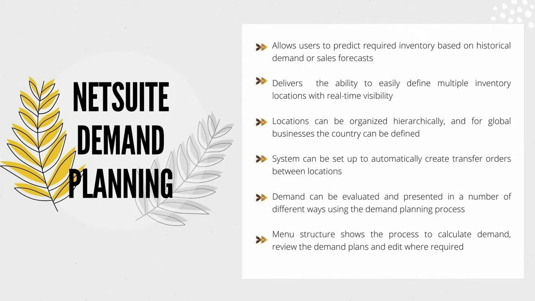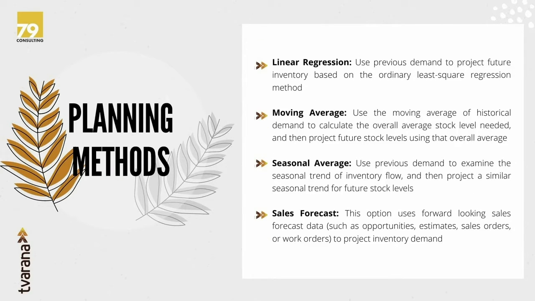Sindhura, what are some of the most common planning methods? Sure. Demand can be calculated based on any of the following methods. The available planning methods that we have in NetSuite are linear regression, moving average, seasonal average, and sales forecast. Linear regression uses previous demand to project future inventory based on the ordinary least square regression method. Moving average uses the moving average of historical demand to calculate the overall average stock level needed and then project future stock levels using that overall average.